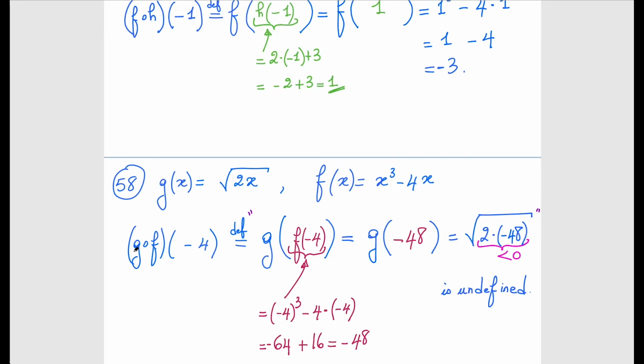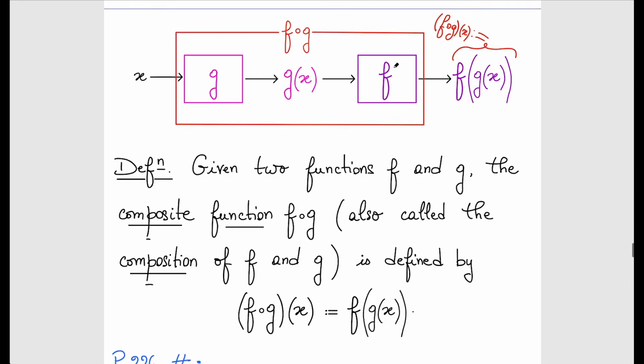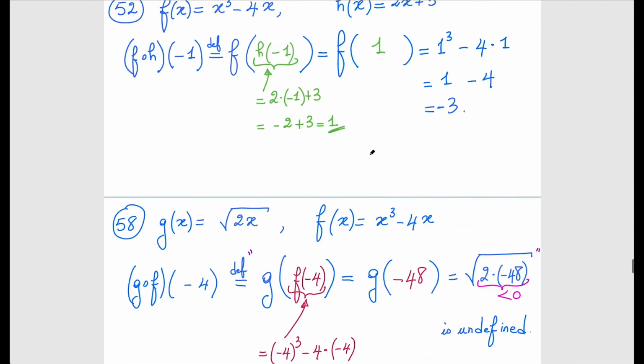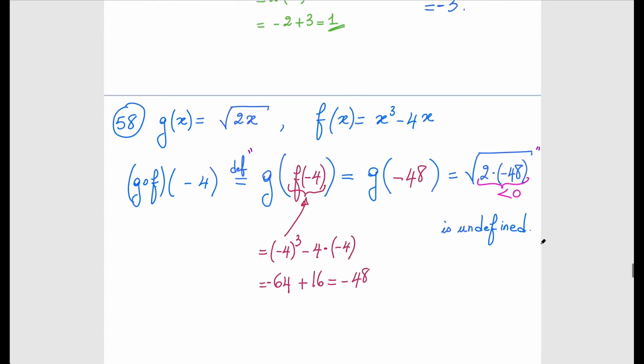So -4 jams the composition because it jams the last piece, right? It jammed this one. This function here doesn't accept negatives, correct? In this case, the function g, which is the square root function, doesn't accept negative numbers, and I'm sending in -48. So that's gonna jam g, and hence the process is jammed, and the process is not gonna produce an output. Okay. All right.